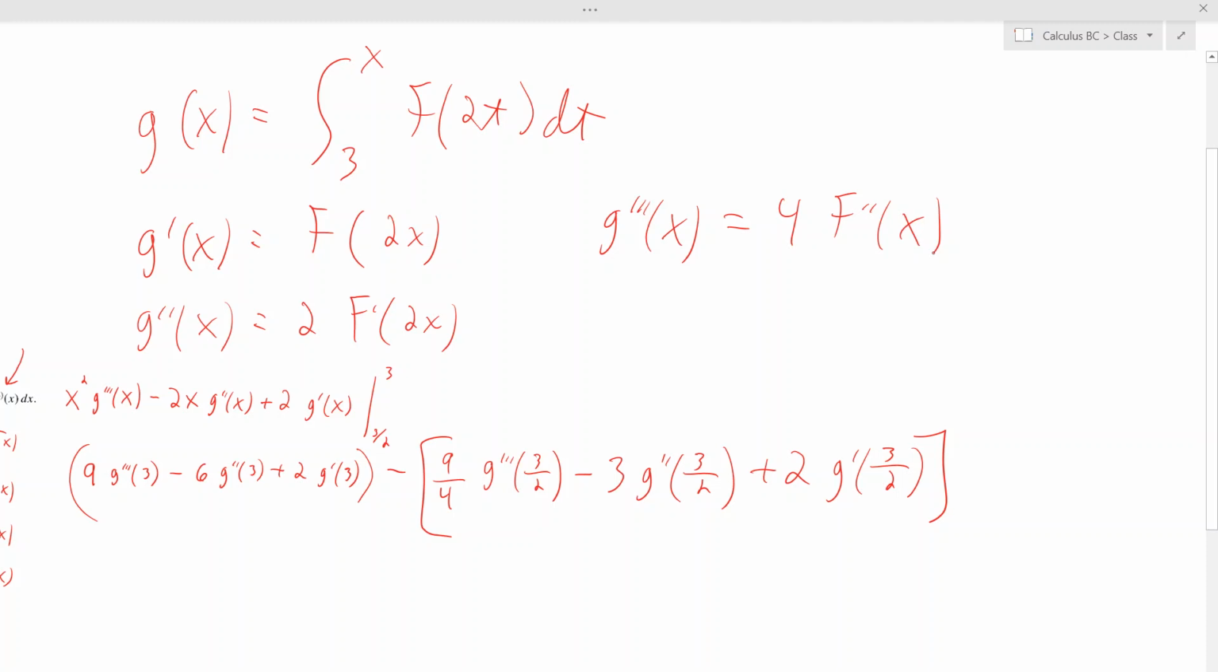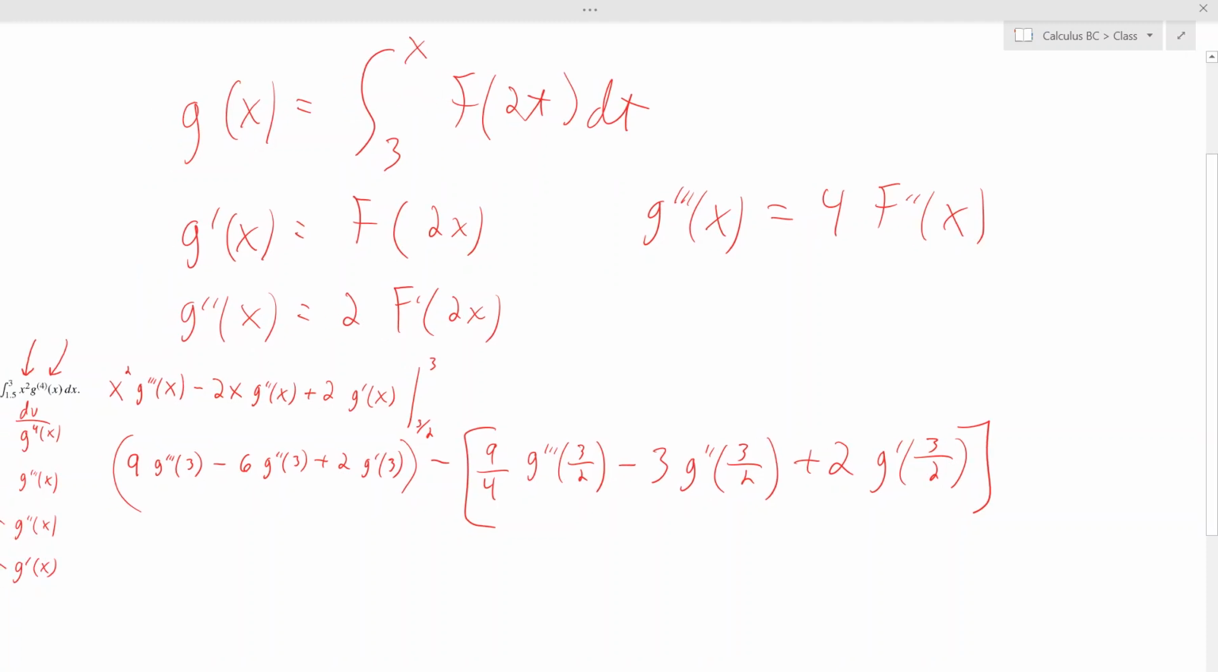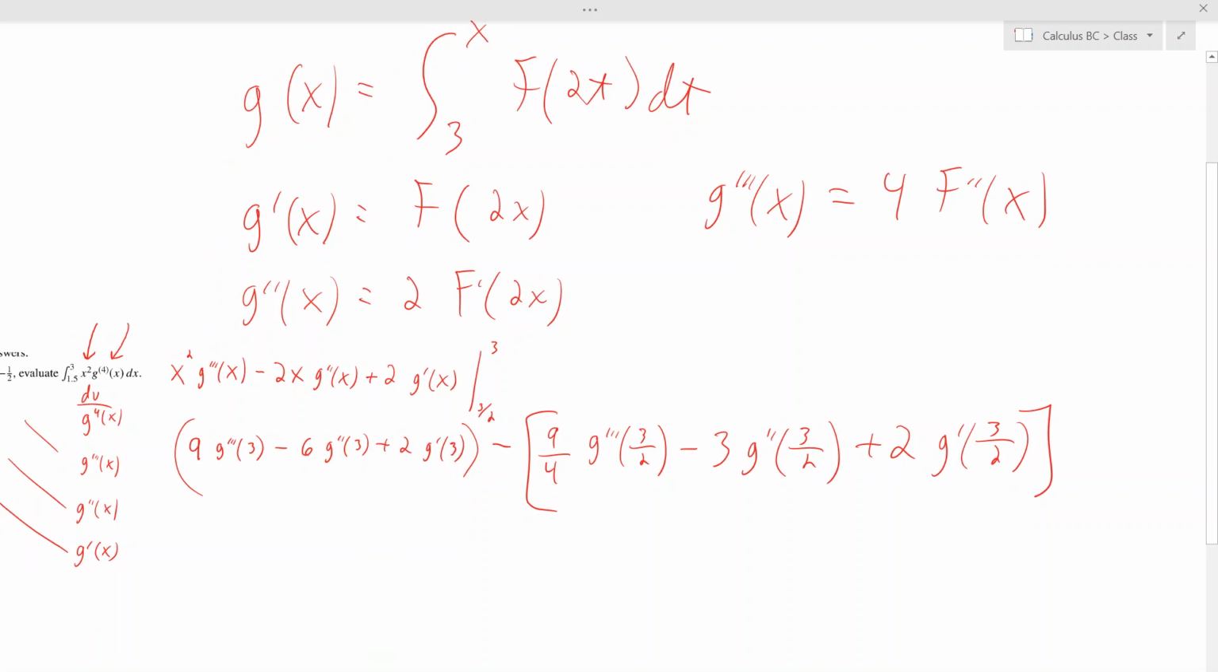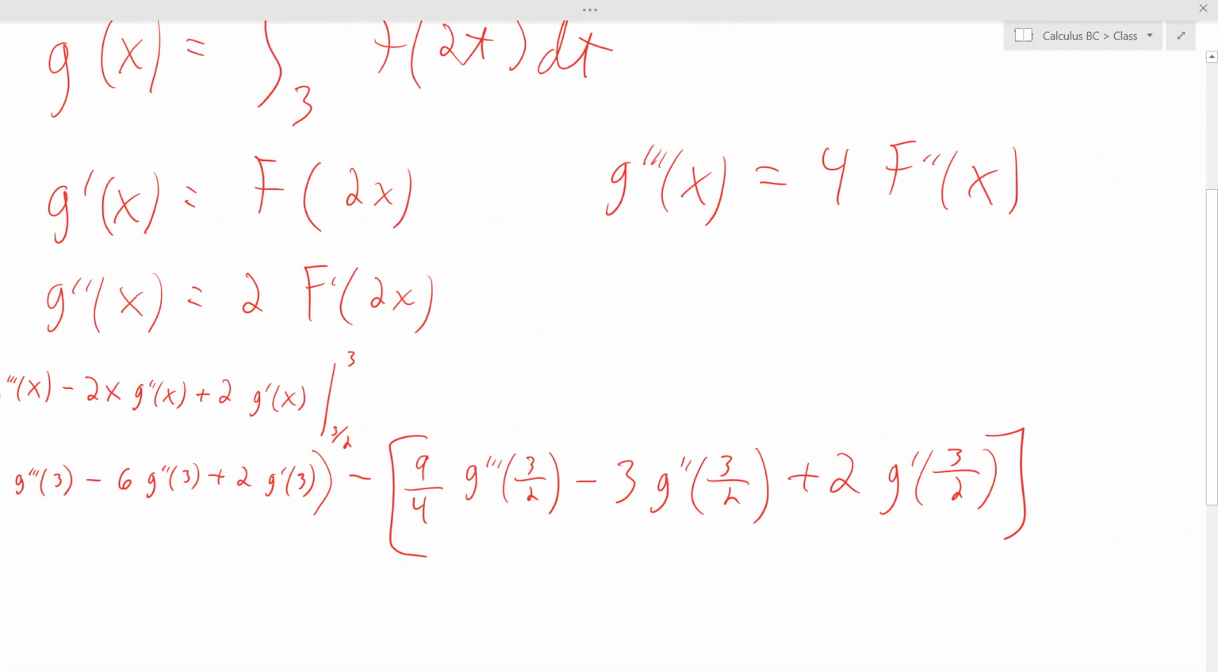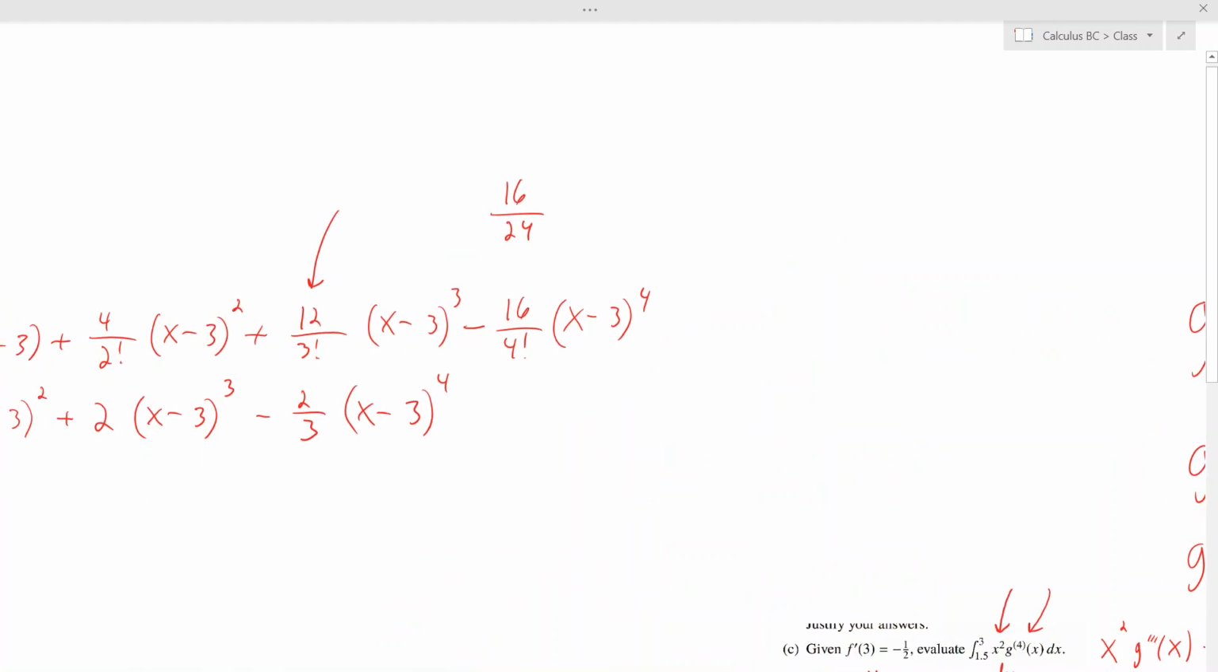So that's what we need. We need that at 3 and at 3/2. And we found all this stuff at 3 for the first question, actually. But we'll go through and do it again here. G triple prime of 3. Oh, there's a 2 on that x, right? Why don't you guys tell me that? I told you, call me out. It is 4f double prime of 6, which we did before, but I forget what it was.